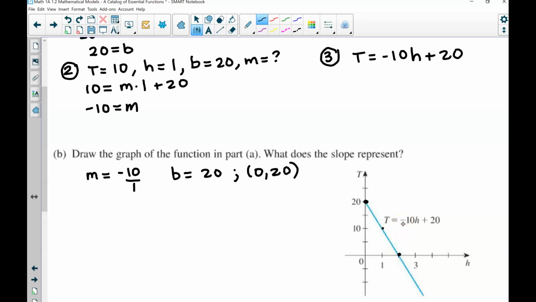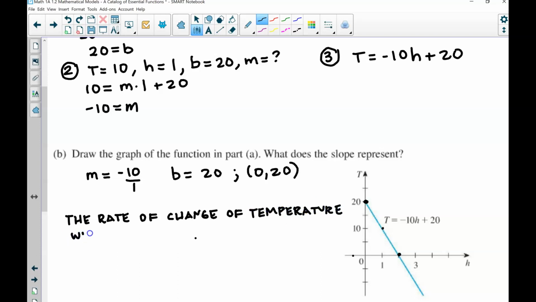And then we also need to determine what the slope represents. Well, the slope, negative 10 degrees Celsius per kilometer, represents the rate of change of temperature with respect to height.